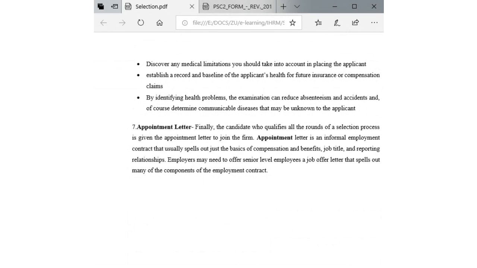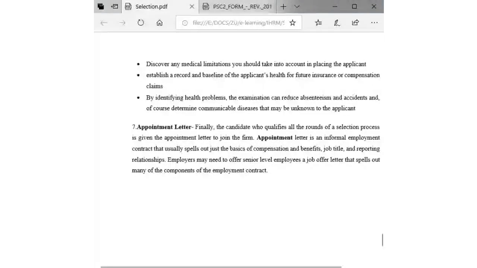Sorry, let me proceed and finish this part. So the appointment letter is very important. Did I have a sample? I don't think I have it for now. Maybe I'll share it somewhere else for the sake of our class. So the appointment letter is an informal employment contract that usually spells out just the basics of compensation, benefits, job title, reporting relationship, and many other areas. That is the appointment letter.